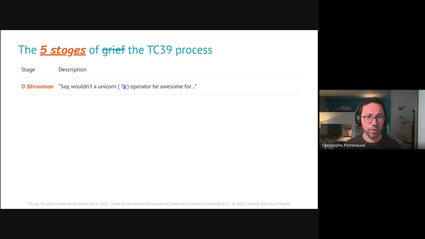So stage 0 is what we call a straw man. It's really just someone raising their hand and saying, hey, that would be cool. Literally anyone. You can just create a new GitHub repo, put a markdown file, and describe in plain English stuff like, hey, that would be cool if we could do this and this in the language, either in the syntax or in the standard library. And that's a valid stage 0.